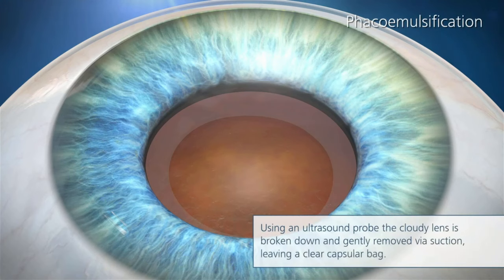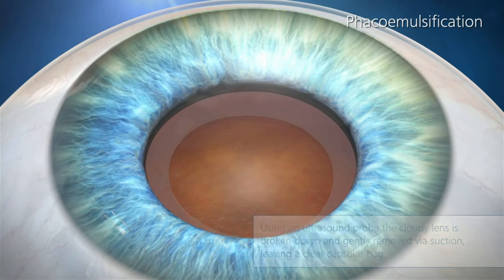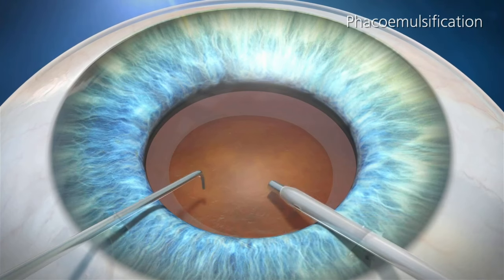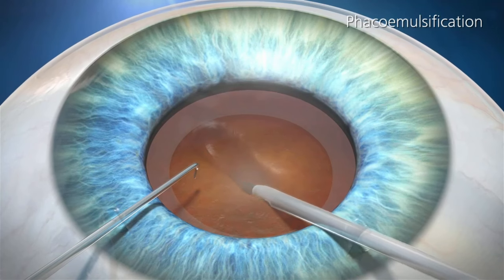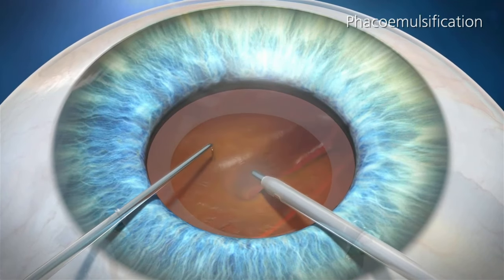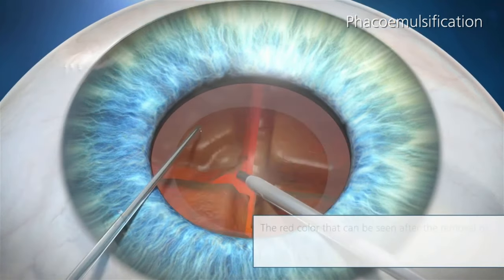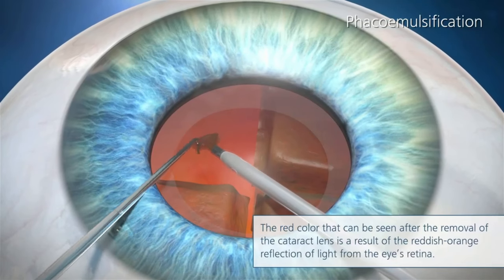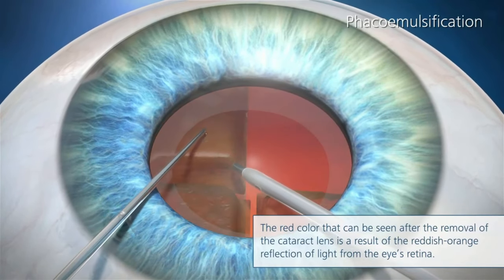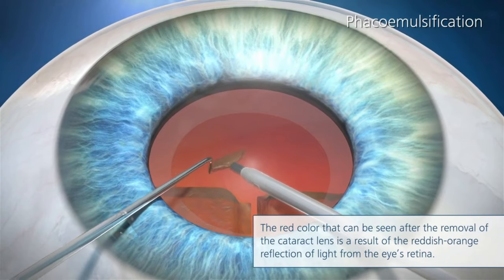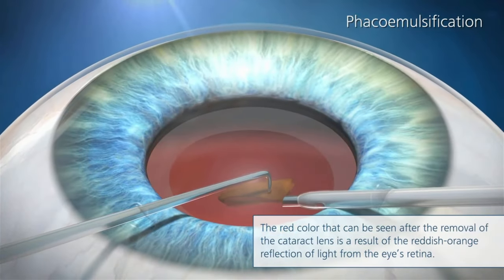Using an ultrasound probe, the cloudy lens is broken down and gently removed via suction, leaving a clear capsular bag. The red color that can be seen after the removal of the cataract lens is a result of the reddish-orange reflection of light from the eye's retina.